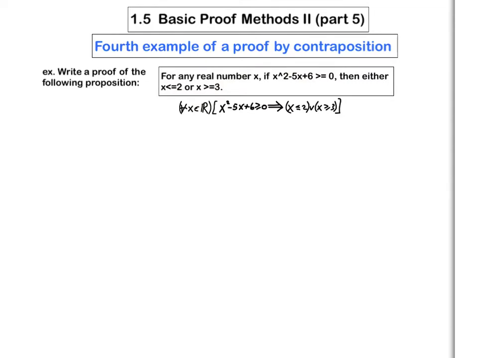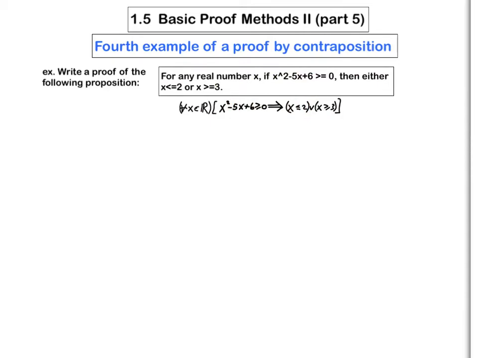Okay, so it says for every real number x, if x squared minus 5x plus 6 is bigger than or equal to 0, then x is less than or equal to 2, or x is bigger than or equal to 3. Now let's see what would be involved if we proved it either directly or using contraposition.